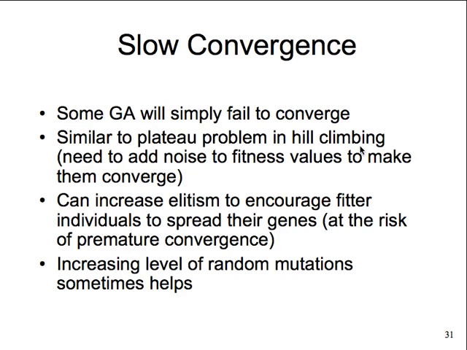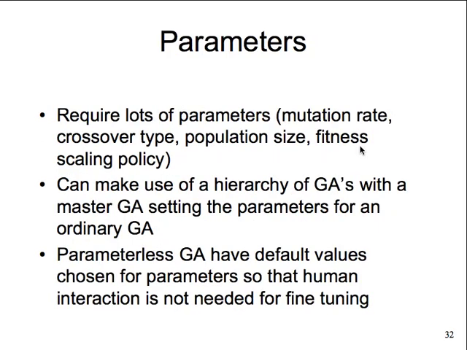So increasing the level of random mutations as well sometimes could help, by randomly changing things. We also have to consider our parameters, last but not least. Requiring lots of parameters is probably a good idea, including mutation rates, crossover types, population size, fitness scaling policy. If I were going back to my soccer players, the more characteristics, the more parameters I put in there, the better my end result is going to be.